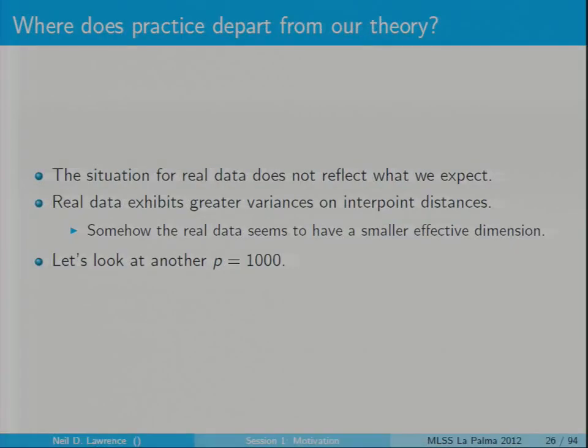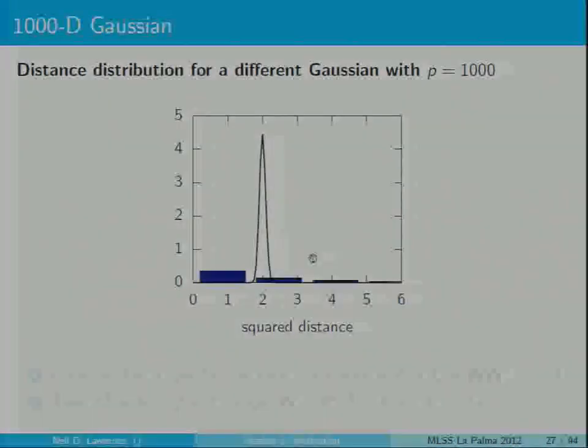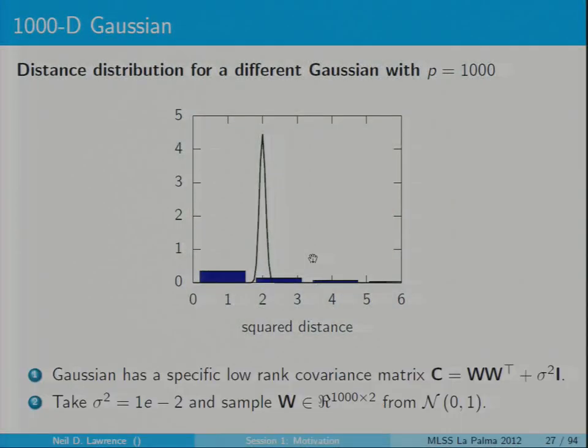So let's look at P being 1,000 again, a 1,000-dimensional data set, artificial, but we get a similar effect. This is a Gaussian with P being 1,000. But I've given this Gaussian a very specific low rank covariance, where W is 1,000 by 2, and then I've corrupted it by a little bit of noise.